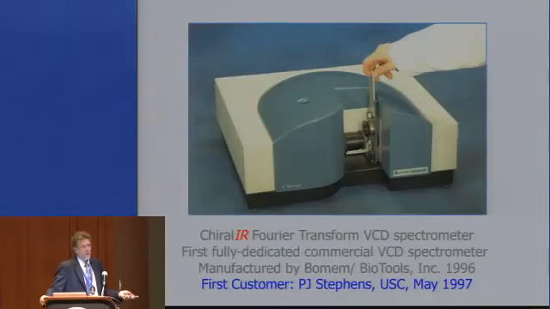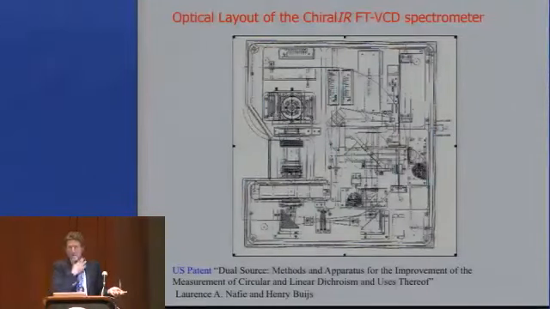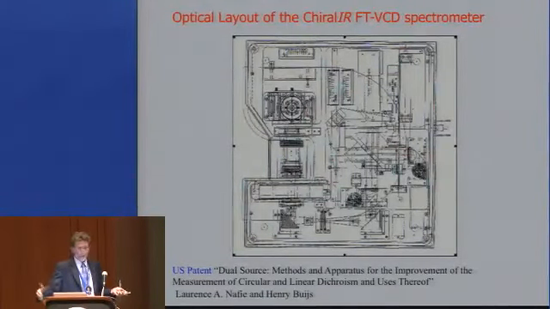The first customer was my postdoc advisor, Phil Stevens, and I have a few historical slides. First of all, this is just the layout. What was unique about it is it had two sources. These sources interfere negatively for the transmission, which helps you avoid saturation, and they interfere positively to almost, not quite, double your VCD intensity against a constant noise background.